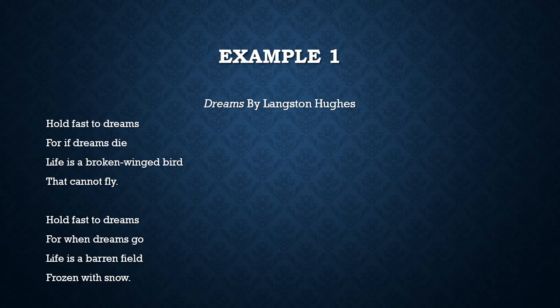So normally we'd go through a whole analysis of this poem, but for today we're just going to be looking at the rhyme scheme, so that just involves the last word of each line. So we have the first one, dreams, then die, then bird, then fly. The second stanza we have dreams, go, field, snow. So let's see what the rhyme scheme is then.